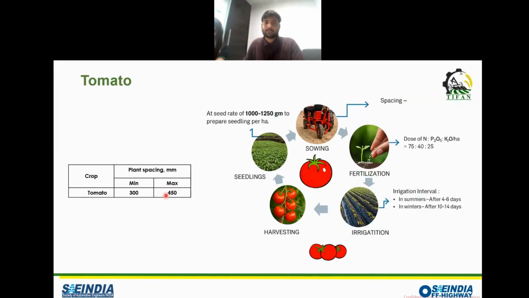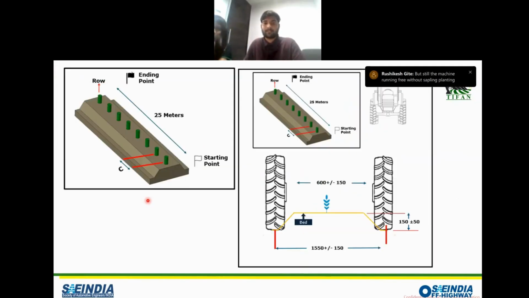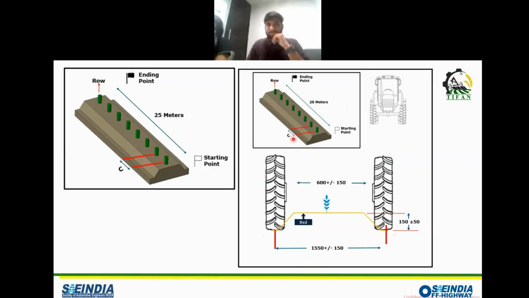Okay, so we can explain on this. Here, if you can see, we have 3 types of plants that need to be planted by the implement, that is tomato, brinjal and chili. In the rule book, the minimum plant to plant distance that we have specified here in the PPT is 300 for the chili, 450 for the tomato, and 600 for the brinjal. So the distance will vary according to the plant, and your implement should be able to do that.